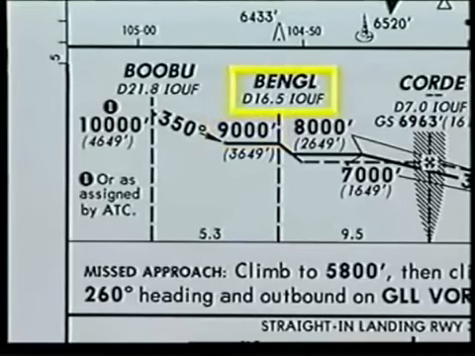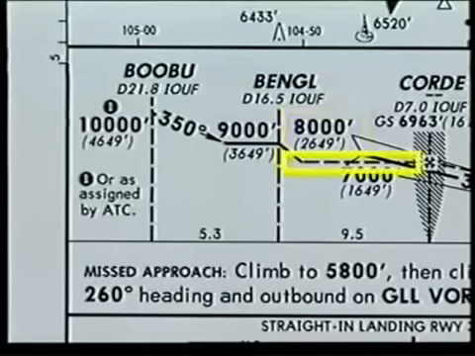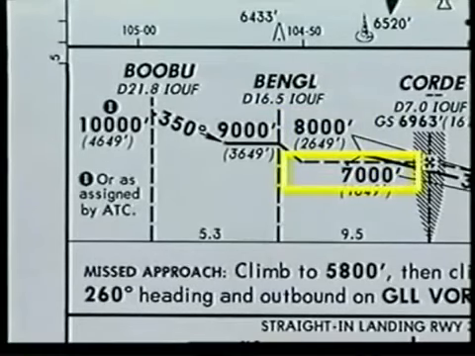After passing 16.5 DME, which is Bengal intersection, you may descend to 8,000 feet to intercept the glide slope. However, for the localizer-only approach, you may descend to 7,000 feet.